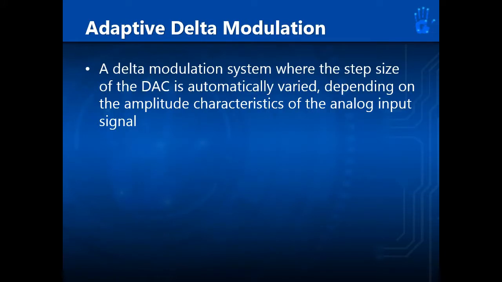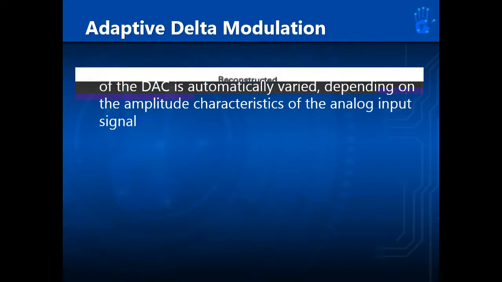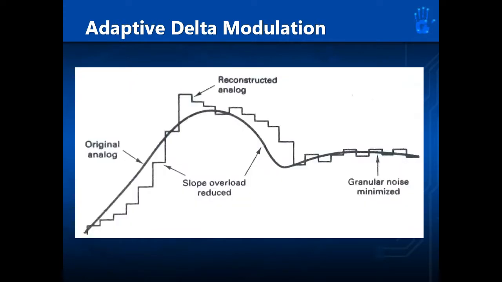Adaptive delta modulation. This is a delta modulation system where the step size of the DAC is automatically varied depending on the amplitude characteristics of the analog input signal. This is an example of an adaptive delta modulation signal. As you can see in the early part, our PAM is lagging behind the original analog signal.